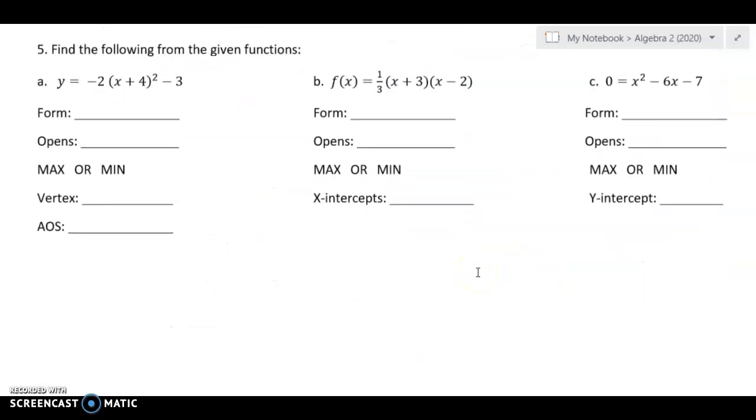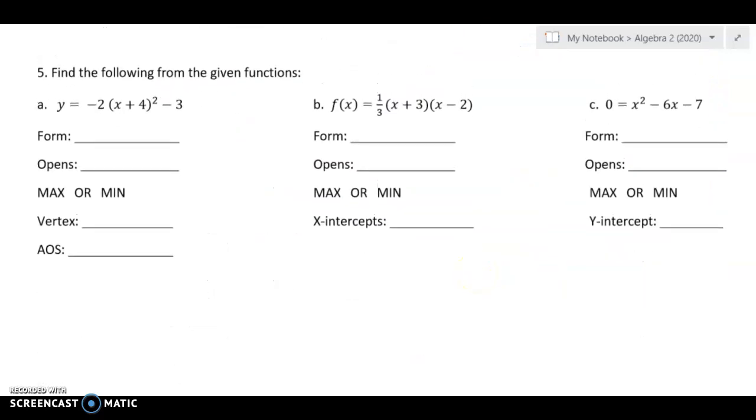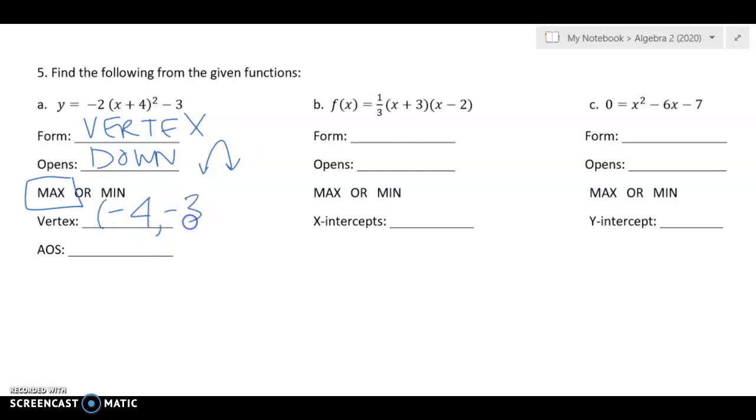Okay, let's finish with some quick problems here. So, first one, it gives you the equation. It wants to know the form. Problem A is in vertex form. It is negative in the front, so it opens down. If it opens downward, you have a maximum. If it's in vertex form, you can tell the vertex and axis of symmetry very easily. You do the opposite of the inside, the same as the outside. Axis of symmetry is going to match that x value.